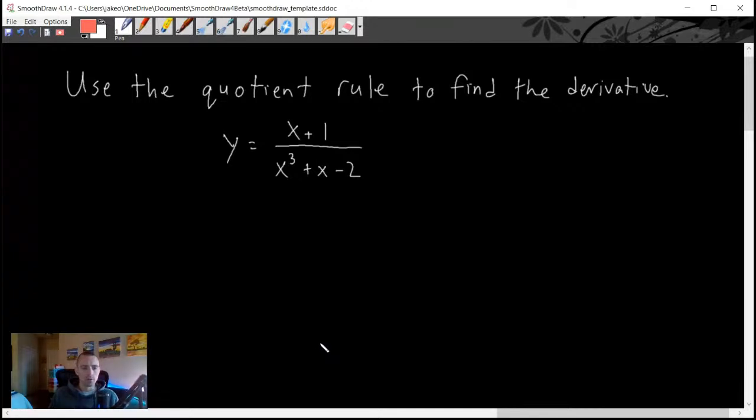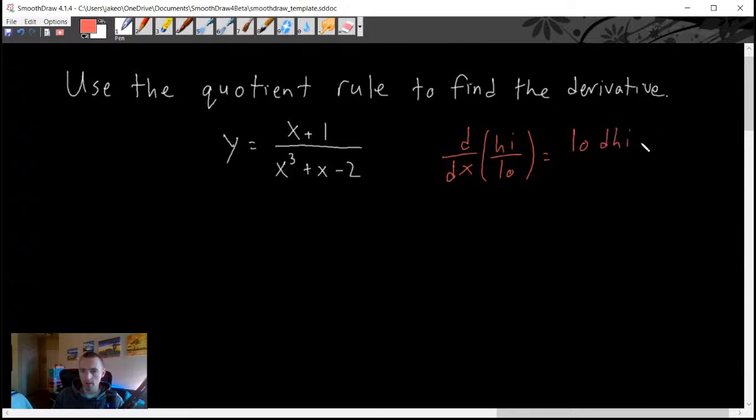All right. So now we're going to, again, use the quotient rule to find the derivative of this function here, where our function is y equals x plus 1 all over x cubed plus x minus 2. So again, let's go ahead and start out with the quotient rule formula. So the derivative with respect to x of high over low, the high part of our fraction and the low part of our fraction, is low d high minus high d low all over low squared.